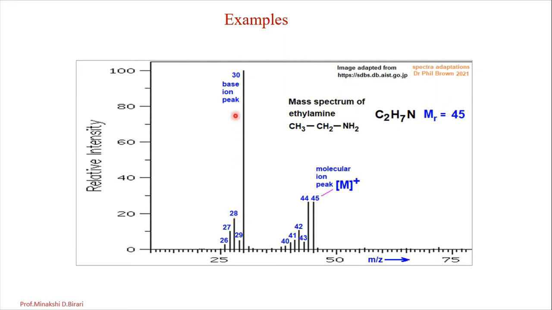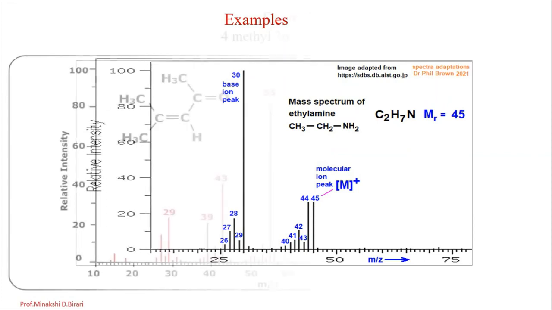So here the base peak is at 30, then this fragment at 28, this fragment at 26. The M by Z values of the fragment ions will be even if the number of nitrogens in the original molecule and in the fragmented ion is the same. So this is the mass spectrum of ethylamine. Let us see another example.